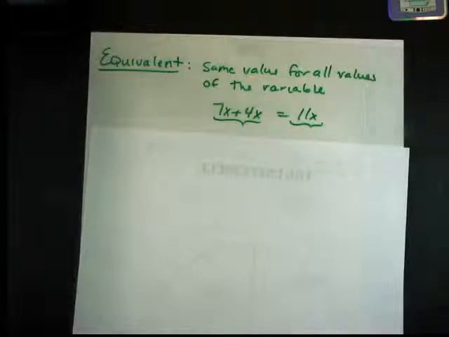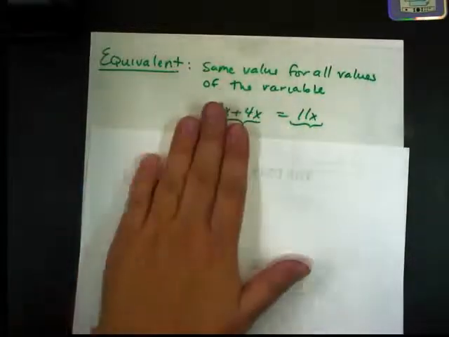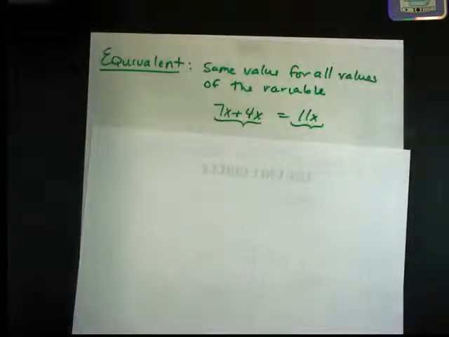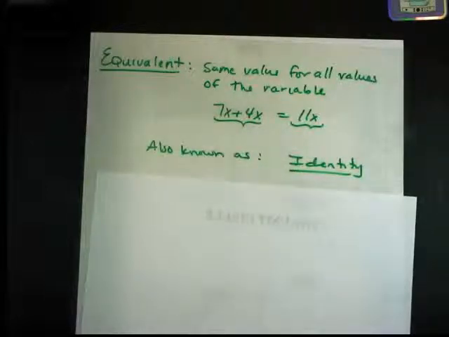So 7x plus 4x is equivalent to 11x. No matter what value I put into my x's, I'm going to get the exact same value on the left side as I do on the right side. So they are equivalent or equal. We also call this an identity. When the left-hand side equals the right-hand side, when they have the same value for every single letter value, it's an identity. So we use equivalent more when it is a letter or a variable in my equation.